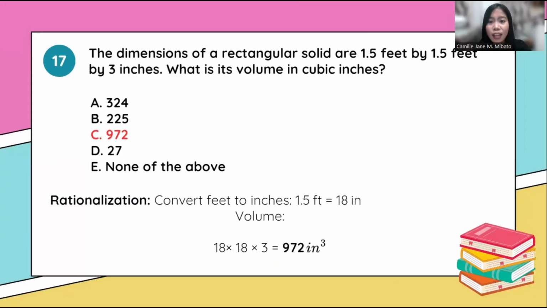Why? Let's rationalize it. First, we need to convert feet to inches. Since we are given 1.5 feet, if we convert 1.5 feet to inches, it is equal to 18 inches. Then multiply them all. We have 18 times 18 times 3, which is equal to 972 cubic inches. That is why it's letter C, 972.